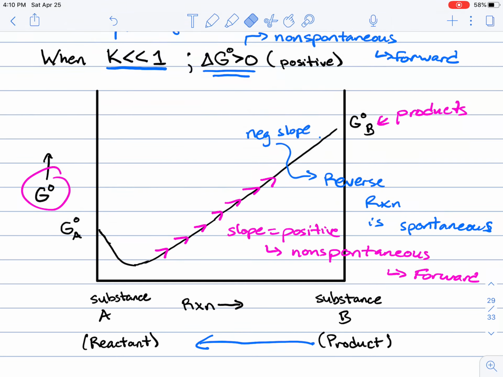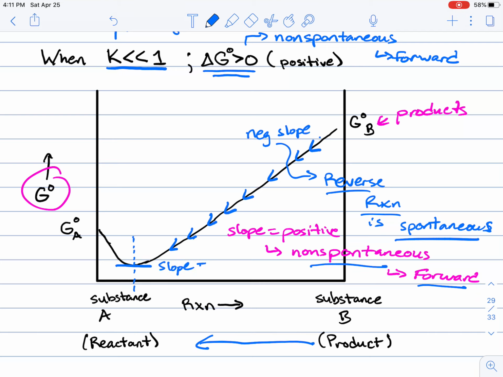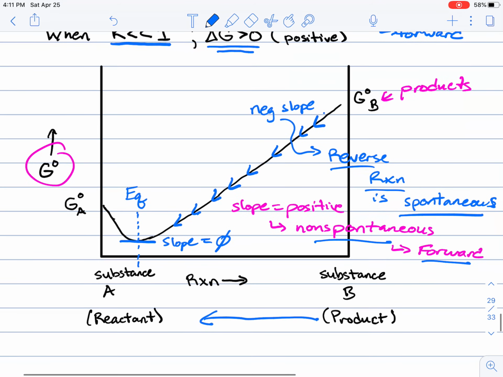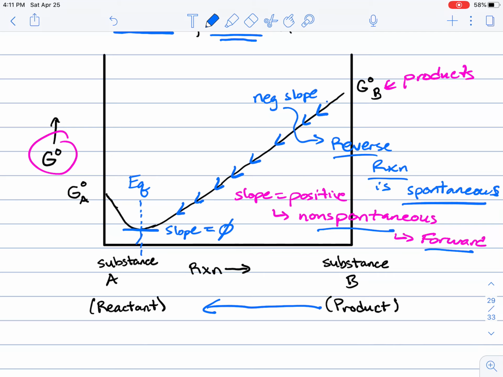All right, and so hopefully you guys can see the interplay between spontaneity and Gibbs free energy. So I'm just going to go ahead and redraw those blue arrows going down to represent a negative slope, or negative G, reminding us that the reverse reaction is spontaneous, while the forward reaction is non-spontaneous. And so when you guys get to this point right here, where the slope is equal to 0, this is where your equilibrium is going to lie. So notice that in this case, the equilibrium lies closer to that of the reactants than the products.